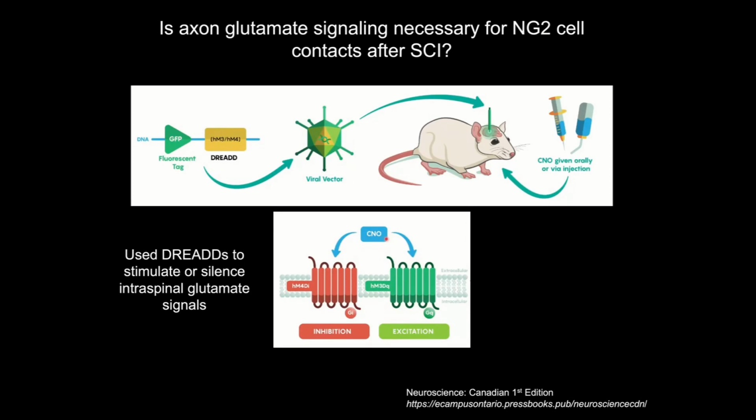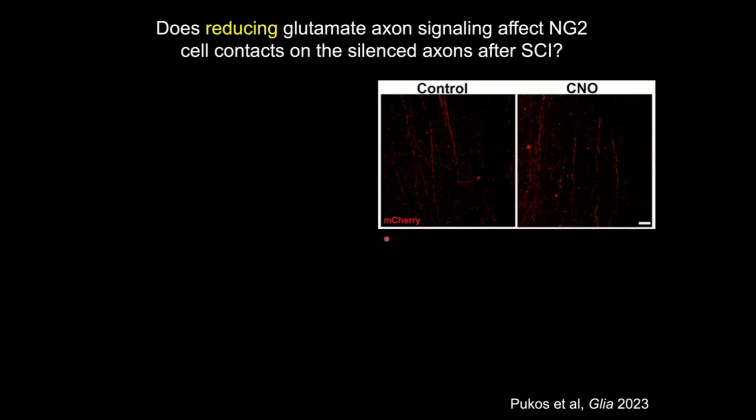So Nikki used viruses to express inhibitory DREADDs, first of all, in the rat spinal cord, and used a virus in which we knew that they would be expressed only in glutamatergic neurons within the spinal cord. And these viruses also express mCherry. So we're able to see in our animals the axons that were actually from neurons that had received the DREADD signaling and were upregulating the DREADD receptors.